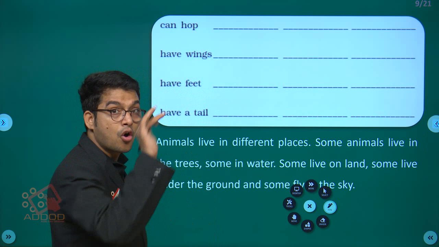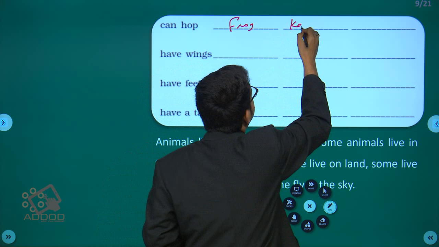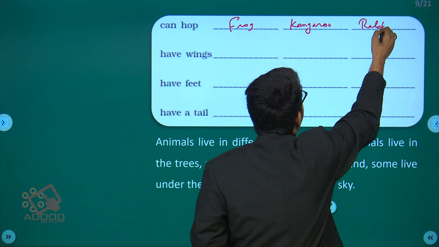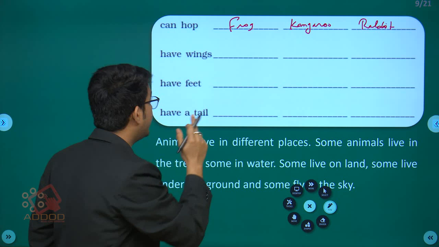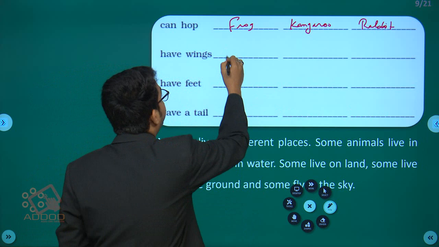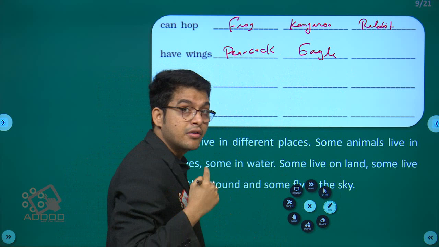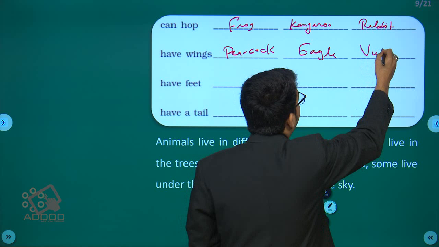Now, can hop, whenever you see hopping, like frog, kangaroo and also rabbit. Okay, they have wings. Wings, it means birds we are talking about. Same thing you can write, like we have written here pigeon, crow, sparrow. Let's write some other names. National bird, peacock, yes, eagle, and the one that is getting very minimum in number, vanishing, we call vulture.